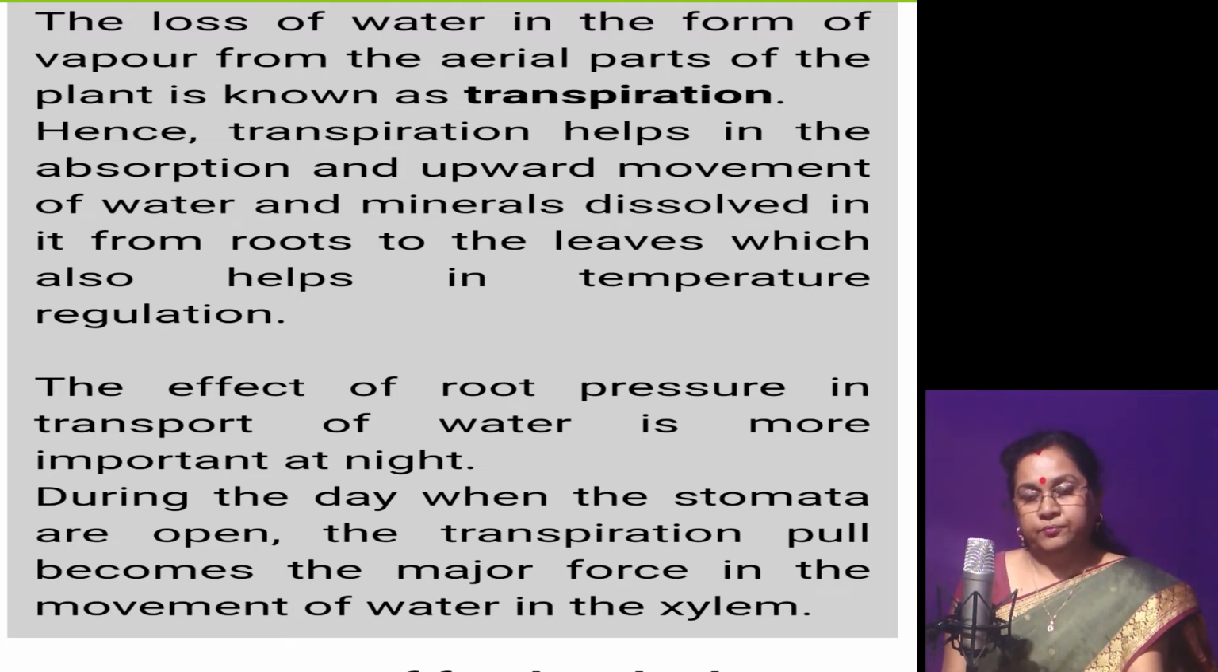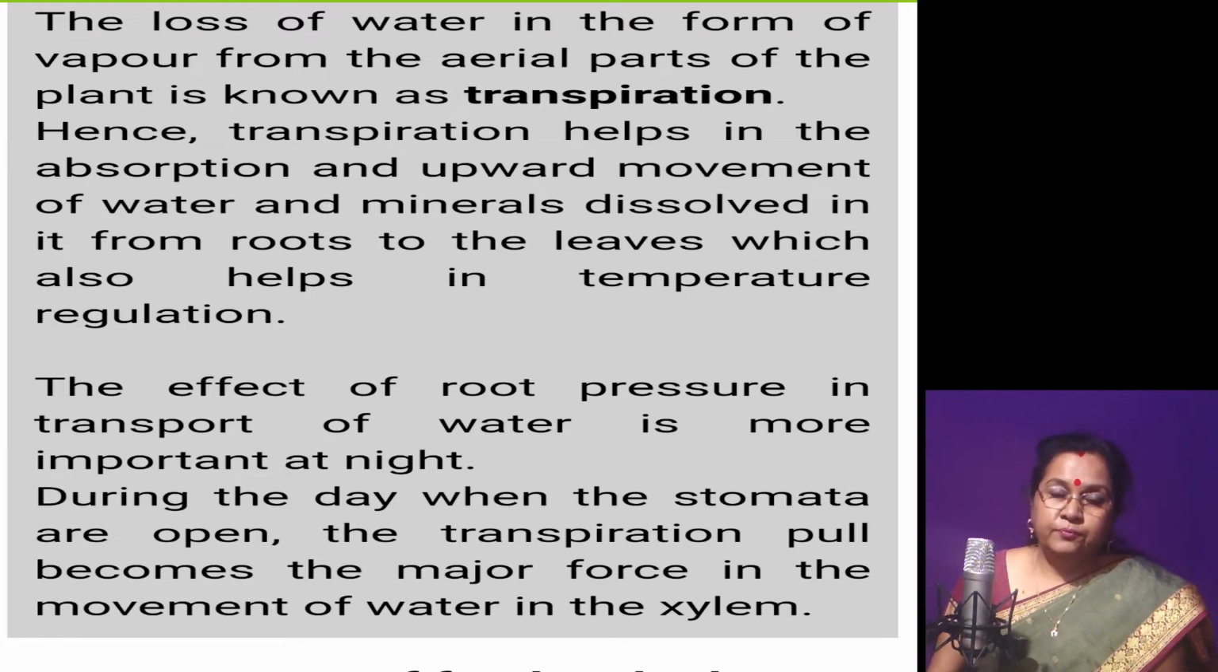99% of water is transpired out. Only 1% of water is utilized for photosynthesis. Transpiration makes the water movement or water metabolism in the plant, and it also keeps the coolness in the plant. So two roles are played by transpiration in the plants.